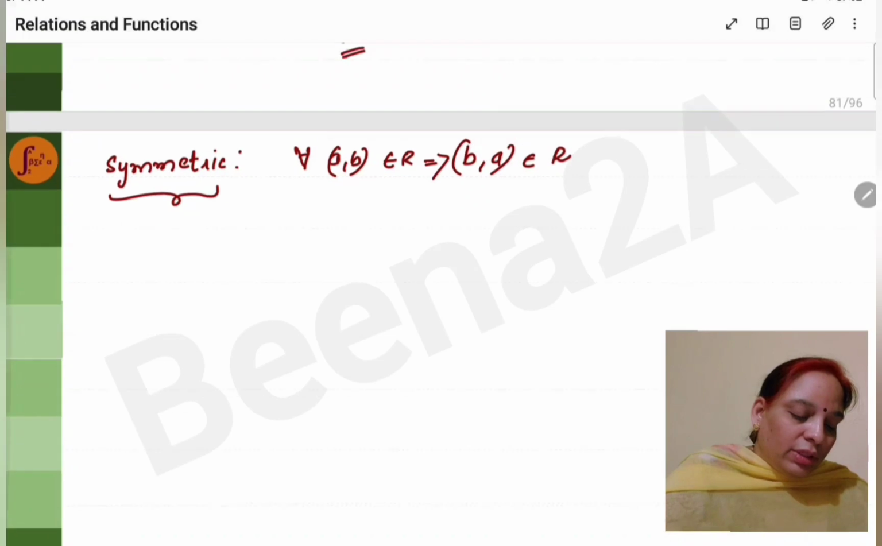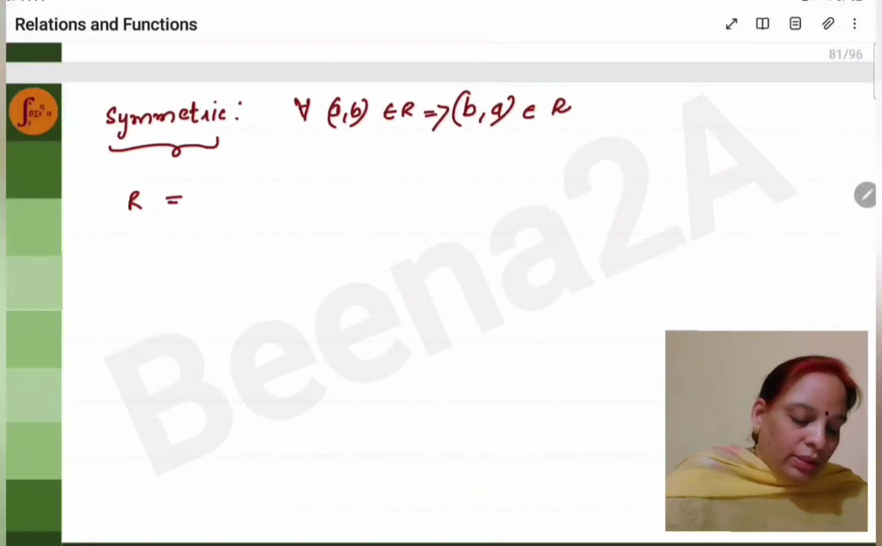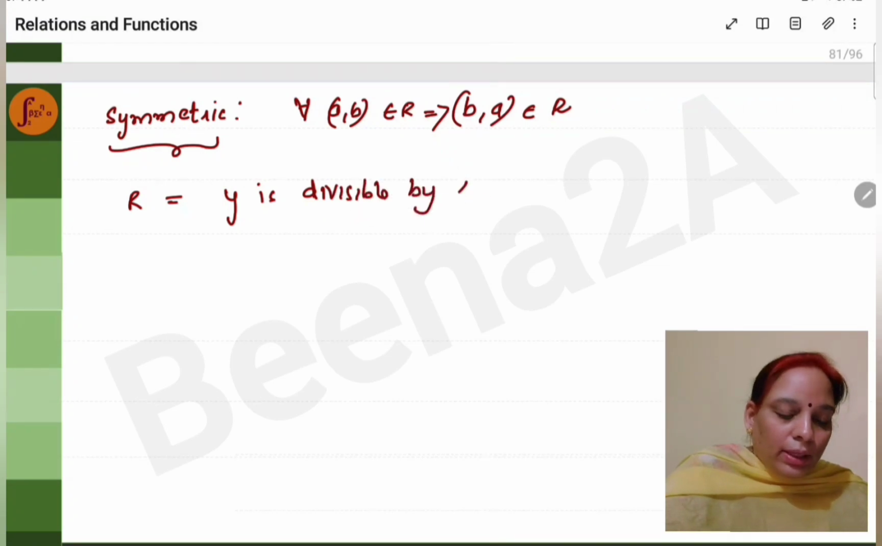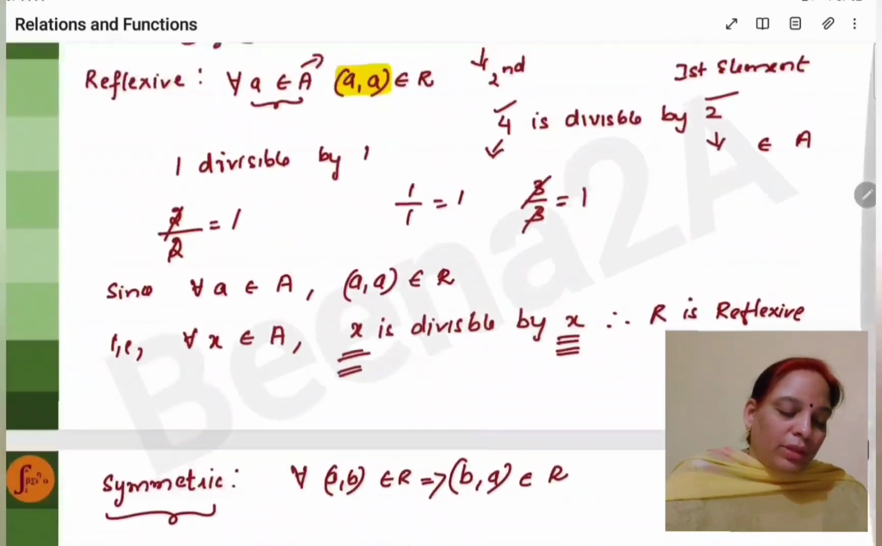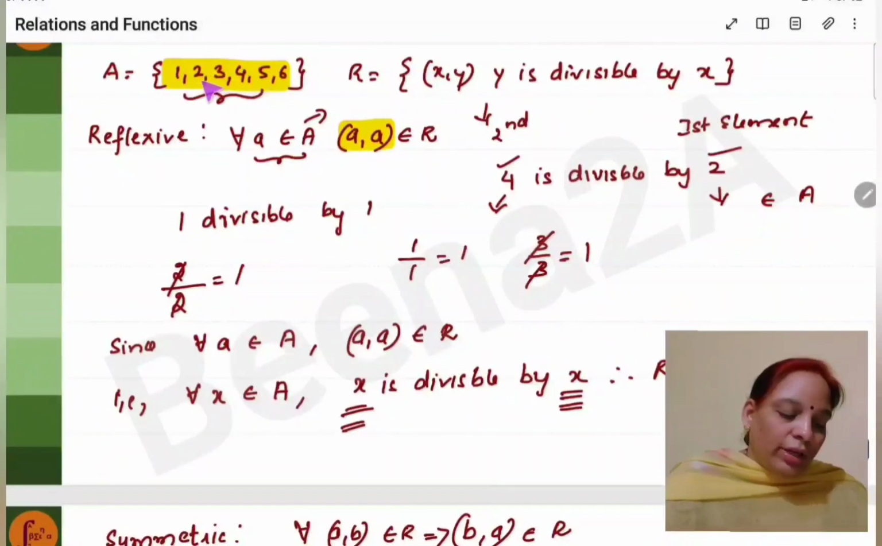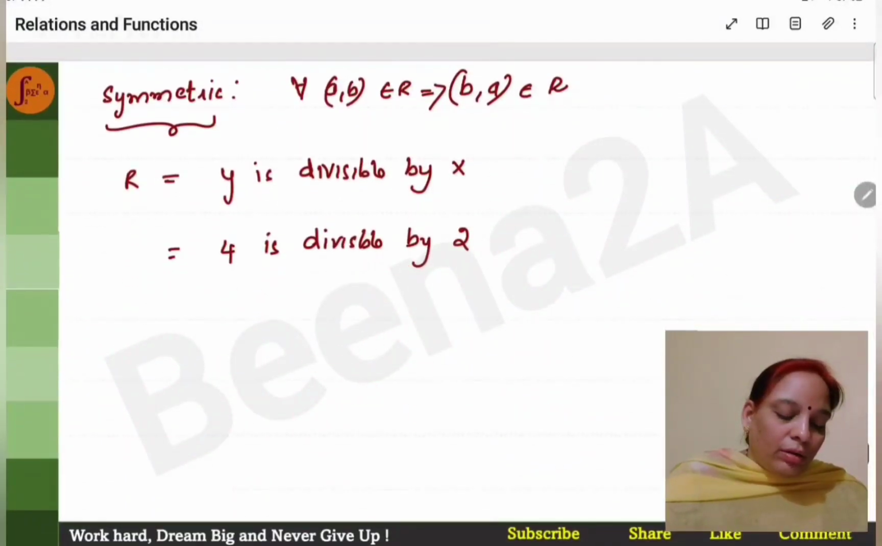So now we will see. We'll go back to relation. Relation is y is divisible by x, right? Now, for example, if I take 4 is divisible by 2. 4 and 2 are present in this set A. So I'll take 4 and 2. 4 is divisible by 2.